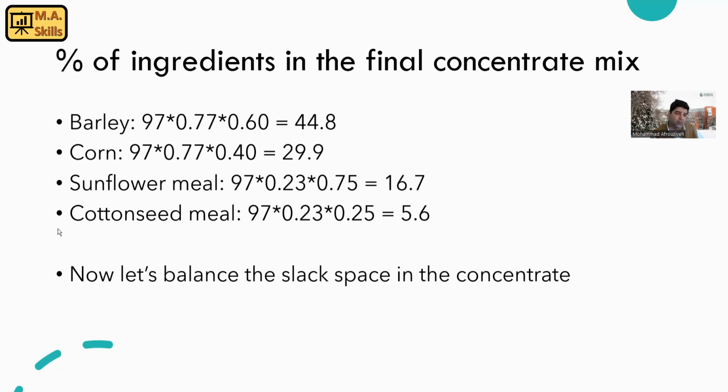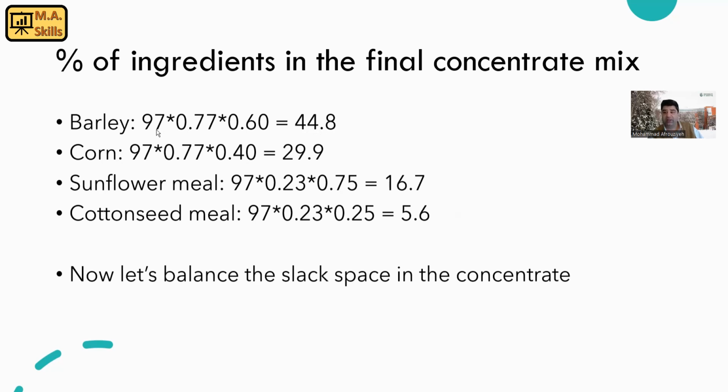Now, I'm saying from that 97% feed ingredients, 77% is for energy sources. And from that energy sources, 60% is barley, as I assigned in the previous slides. So the amount of barley in my concentrate should be 44.8.